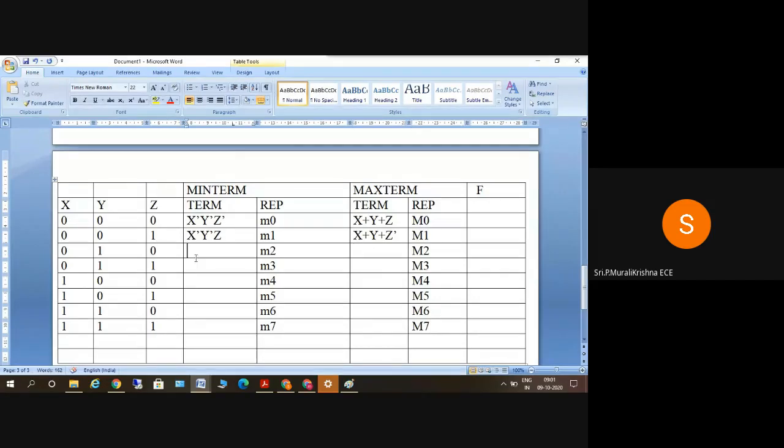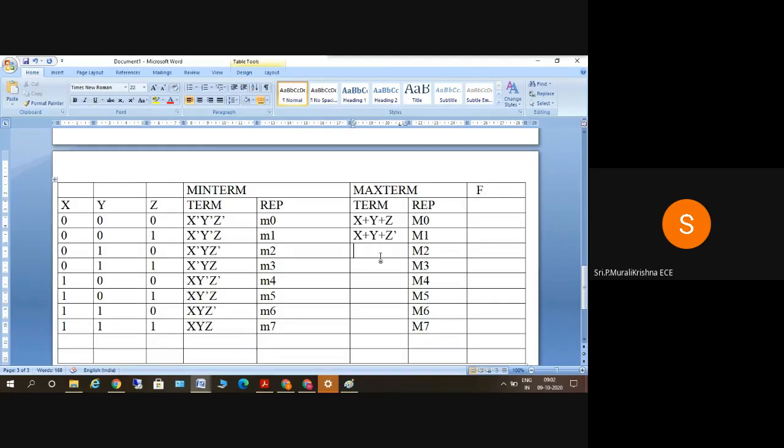Okay, and the terms will be like this. So here it is X, Y, Z, and here X, Y, Z bar, and here X, Y bar, Z. Okay, and here X, Y bar, Z bar, and here X bar, Y, Z, and here X bar, Y, Z bar. Okay, so these are the normal forms and the complement forms in the case of the minterms here.